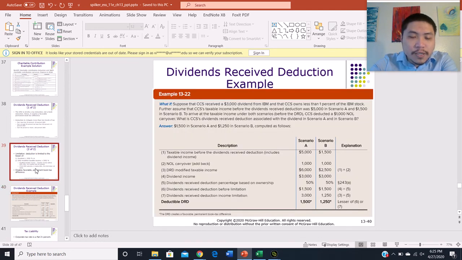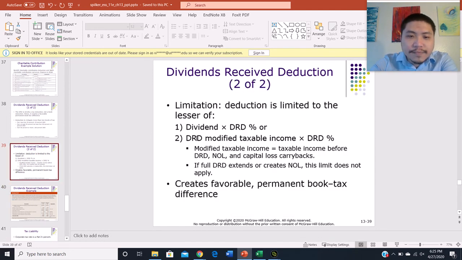First of all, I forgot to mention the DRD modified taxable income. The way we calculate it is to take the taxable income, and then make the adjustments for the DRD, for net operating loss, and for capital loss carrybacks. So basically, it's the same way we calculate the modified taxable income for charitable contributions.